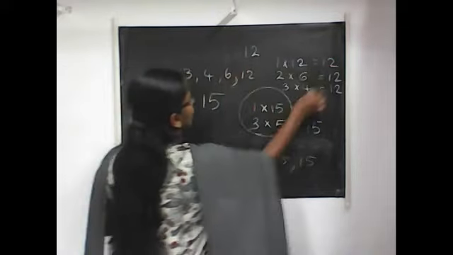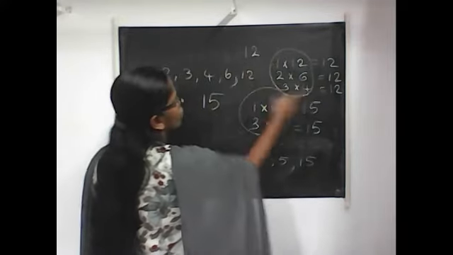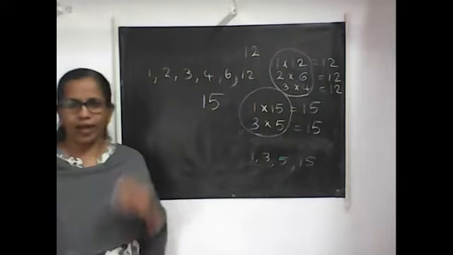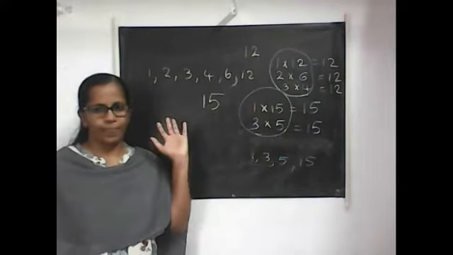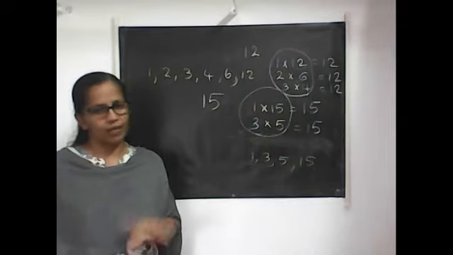Okay, all those combinations we used. All numbers: 1 is used, 2, 3, 4, 6, 12. All these numbers are the factors of 12. Okay, that is the way to find out the factors of a given number.